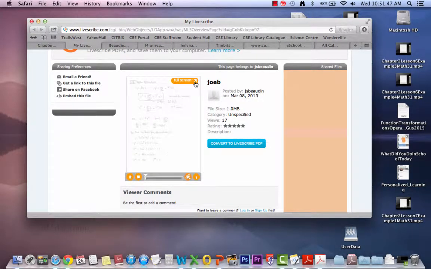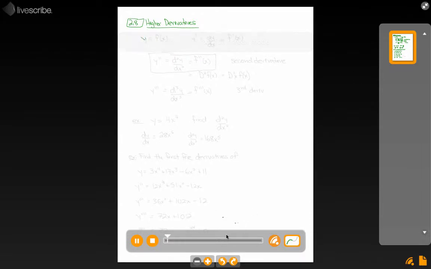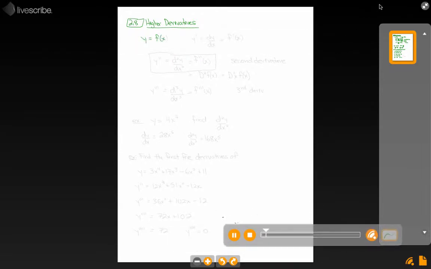This comes out of section 2.8, higher derivatives. So far in this chapter, we've taken a lot of functions y equals f of x, and we've found their derivative. We've written that in a few different ways: y prime, or dy by dx, or f prime of x. But what we come up with when we take the derivative is just another function. So it makes sense that it must be possible to take the derivative of that.